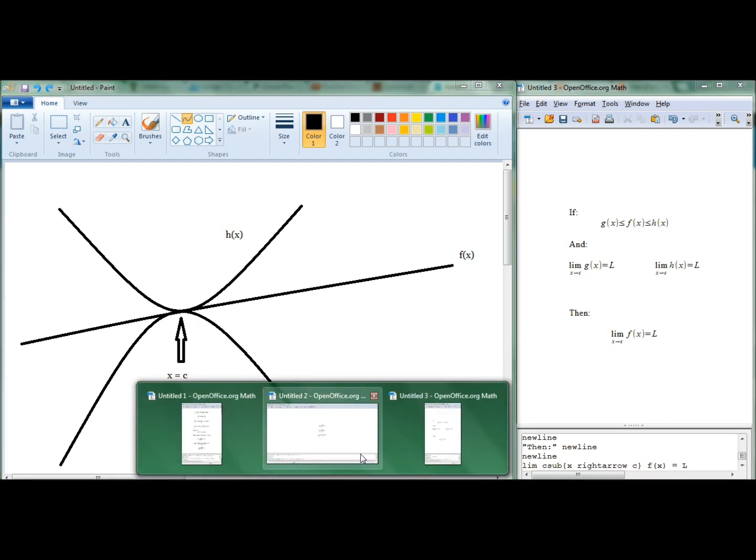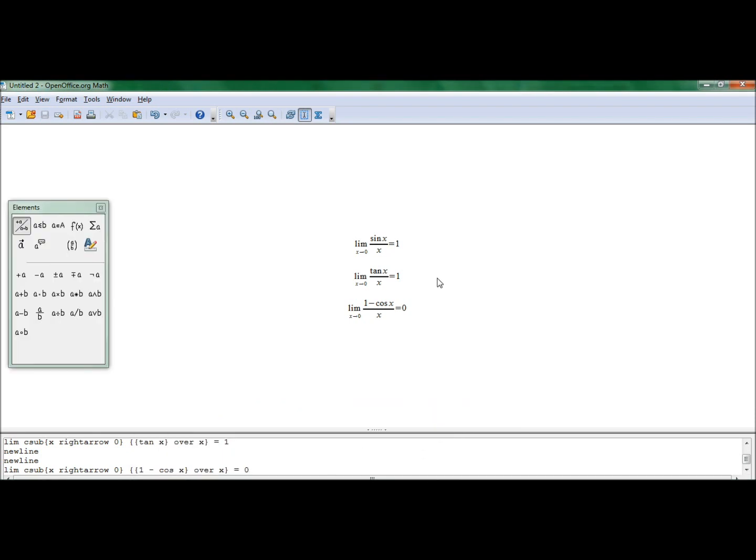The only other thing you really have to remember are these three trigonometric formulas. The limit as x approaches 0 of sine of x over x is 1. The limit as x approaches 0 of tangent of x over x is equal to 1. And the limit as x approaches 0 of 1 minus cosine x over x is equal to 0.